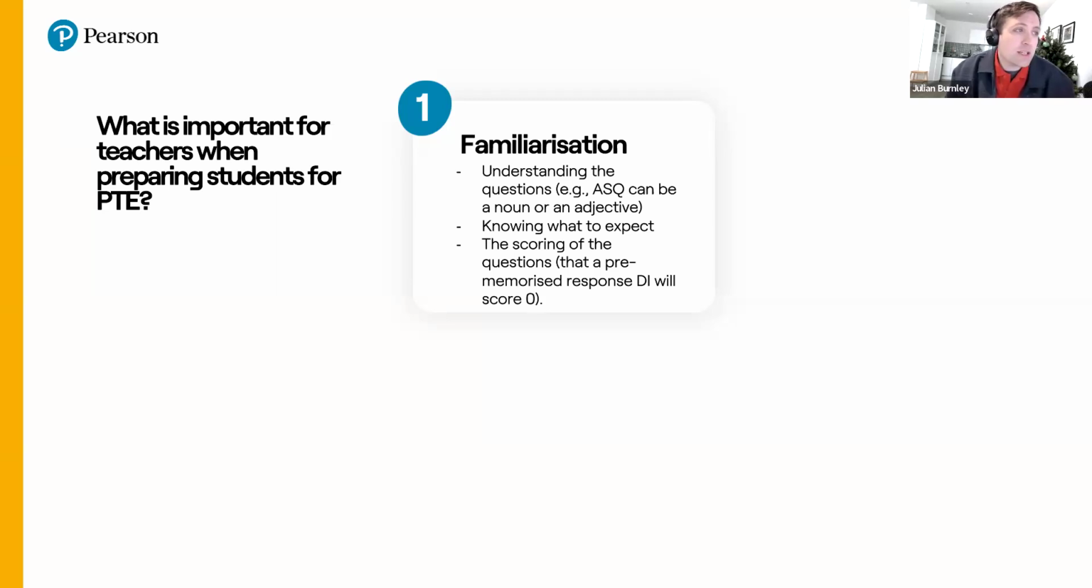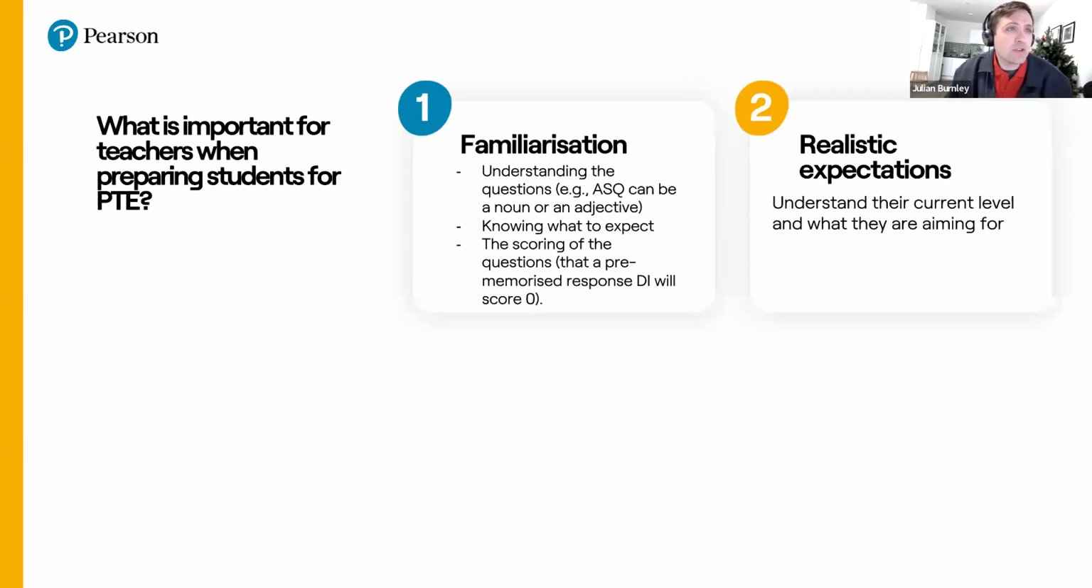So your knowledge that if a test taker uses a pre-memorized response for describe image, they will score 0 for fluency and pronunciation. Also your knowledge that when they do retell lecture, every single question for retell lecture and for describe image will now go to a human check. So these are the things you need to get across to your students.